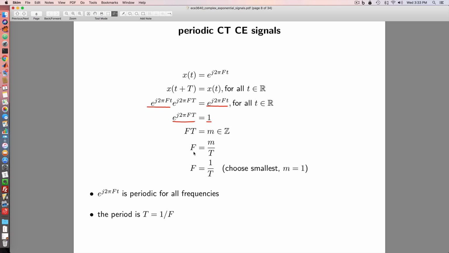And this gives us our frequency in terms of the period. Or we could have done it the other way. We could have calculated the period in terms of the frequency. The important thing to notice is that the continuous time complex exponential is periodic for all frequencies. There are no frequencies that don't give a periodic function. And the period is 1 over the frequency.